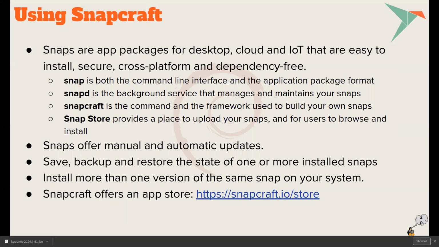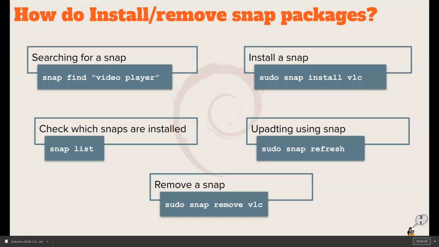It's very easy to install a program with a snap. It's very, very easy. This is how you do it. If you want to find a program, or a snap, as they call it, you do snap find, and then whatever word you're looking for, video player, for example. To install the program, you use sudo snap install vlc. To check the list of all the snaps that are installed in your system, you do snap list. To update, snap refresh. To remove, snap remove. Not complicated, right?